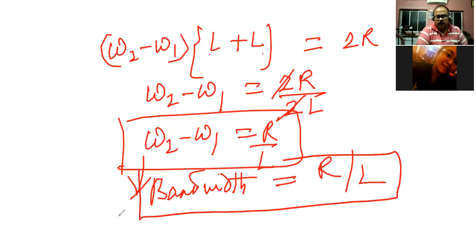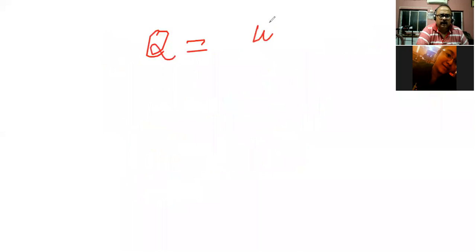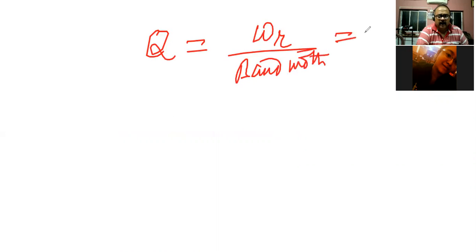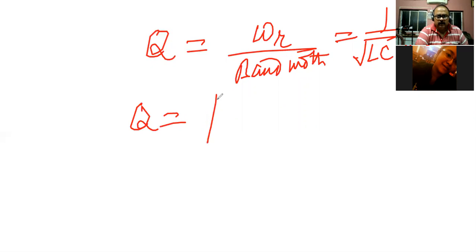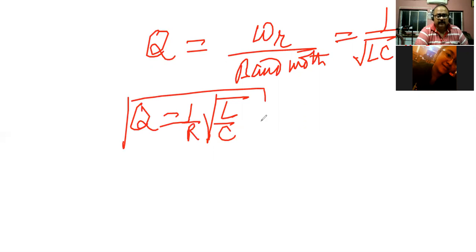We have got this value. Now I will just put the value. What was quality factor? Quality factor, I told you, is omega R divided by bandwidth. So I replace over here omega R as 1 by root over of LC, and bandwidth we have got just now, the value R upon L. So I'll put the value over here, and Q therefore you will be getting as, this will be going to the numerator. So this will be equals to, this L and root L will cancel. So R into 1 by R into root over of L by C. So this is the value of quality factor.